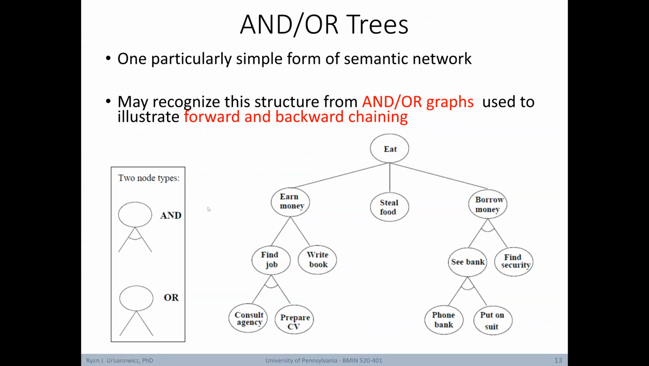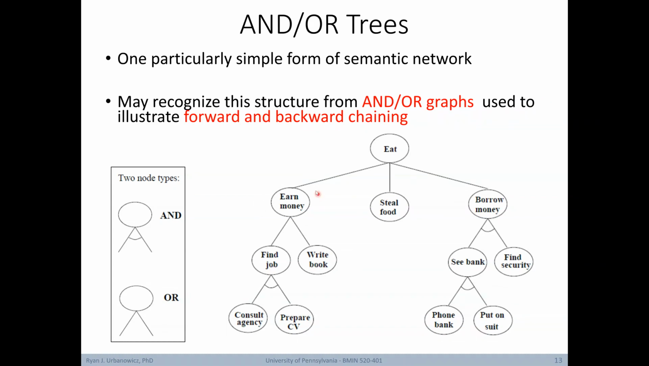Here there are two node types, and, given with a branch with an arc between it, and or, given by a branch with no arc. Given that distinction, let's try and interpret this simple and/or tree. We're able to eat if any of these three is satisfied, since they're all connected as an or. In order to eat, we can earn money, steal food, or borrow money. To determine if we can eat, we might need to check and see if it's true that we've earned money.